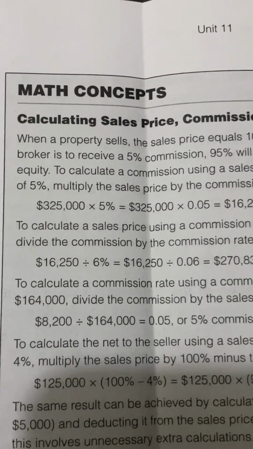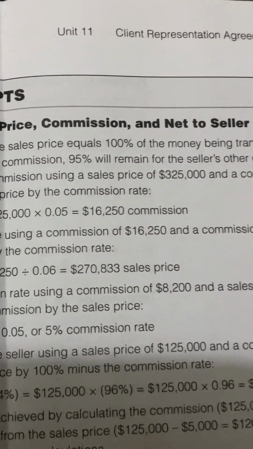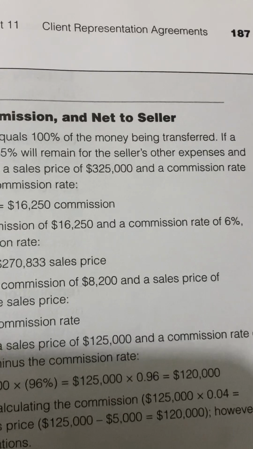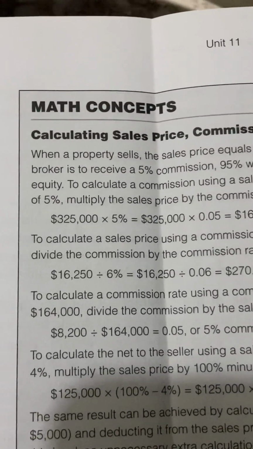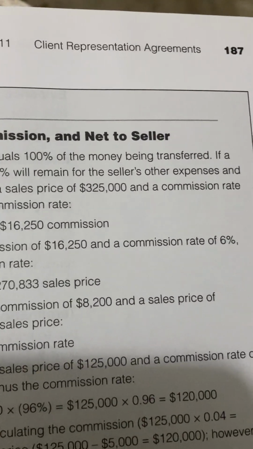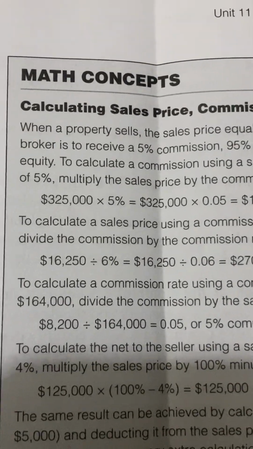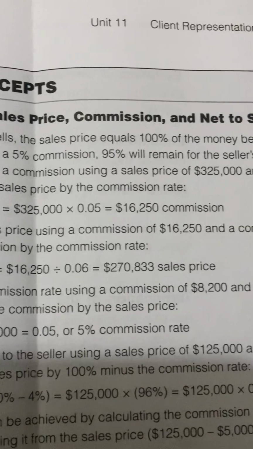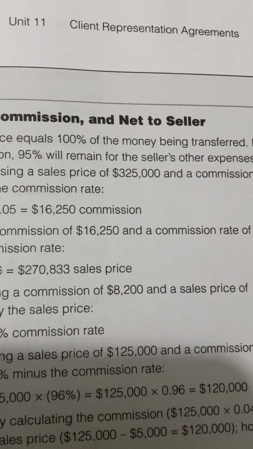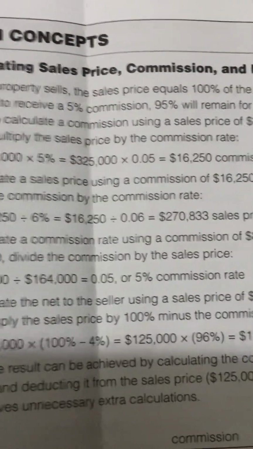When a property sells, the sales price equals 100% of the money being transferred. If a broker is to receive a 5% commission, 95% will remain for the seller's other expenses and equity. To calculate a commission using a sales price of $325,000 and a commission rate of 5%, multiply the sales price by the commission rate.